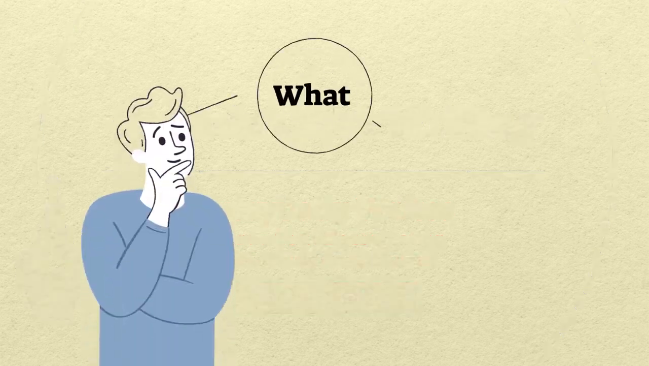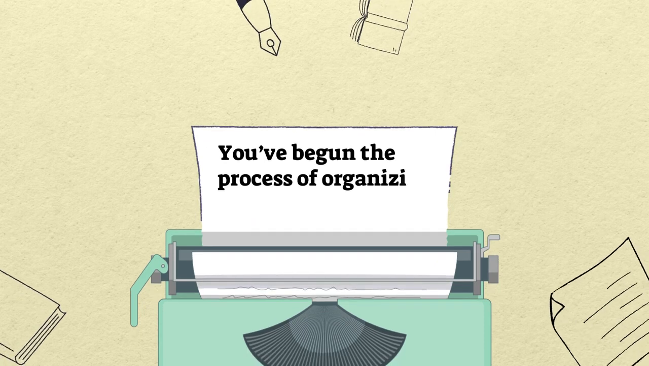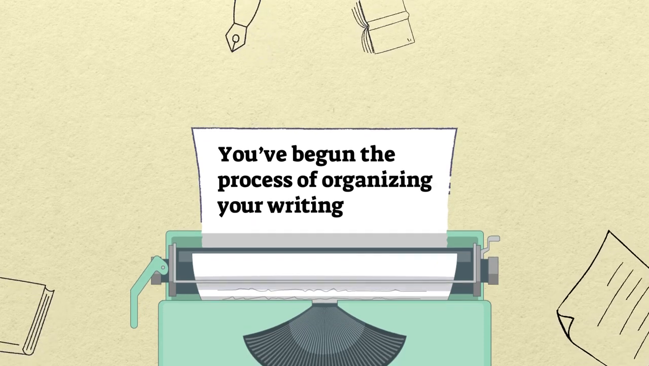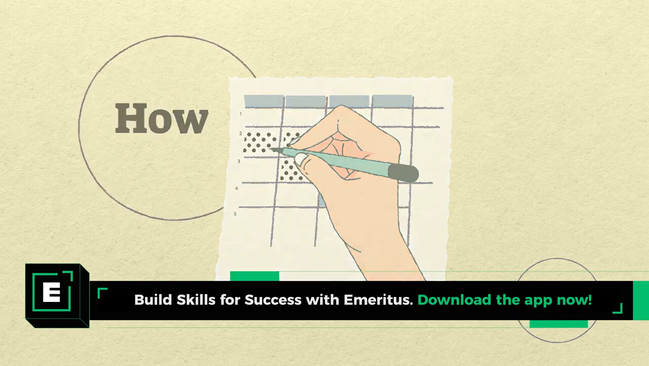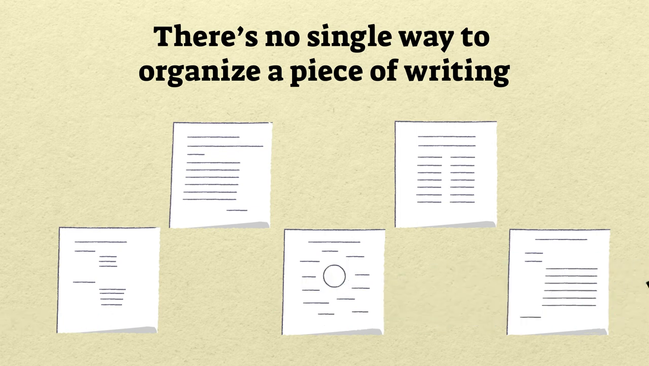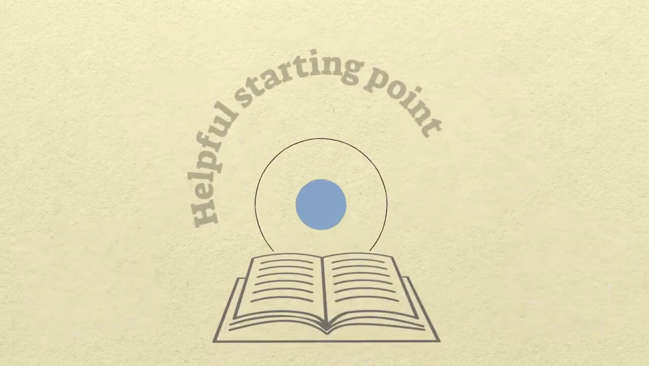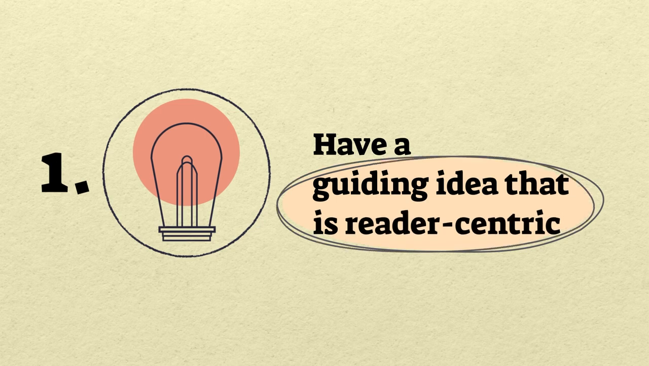By thinking through the what and why of what you are going to write, you have already begun the process of organizing your writing. What's key to the organizing, however, is the how. There's no single way to organize a piece of writing, but Anne Hanley shares her own process as a helpful starting point. First, have a guiding idea that is reader-centric.